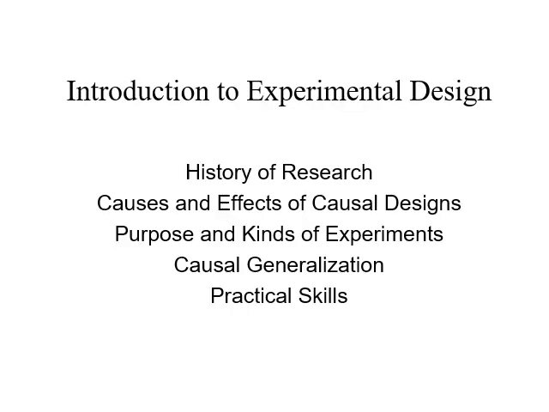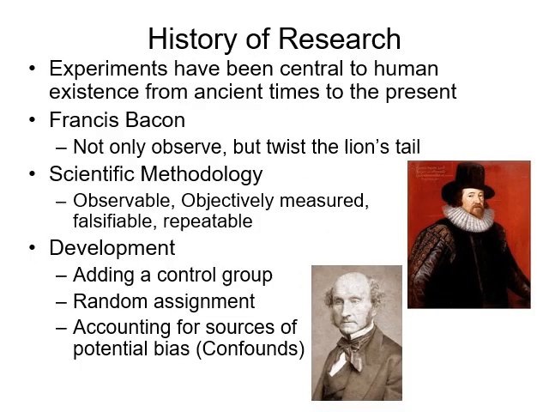Okay, so we're going to talk about experimental design. We're going to talk about the history of the research, cause and effect, causal design, purpose and kinds of experiments, and causal generalization, and some practical skills. This really is just going to be an overview. We just kind of got through a basic refresher of the types of data and how we use descriptive statistics. We're now going to talk a little bit about the big picture of methodology.